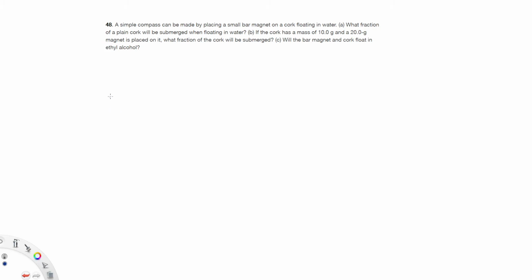Okay, so what fraction of cork will be submerged? And then if you put the needle on it, what fraction of the cork will be submerged? And will it float in alcohol rather than water? Some good questions. This is a good Archimedes principle question.